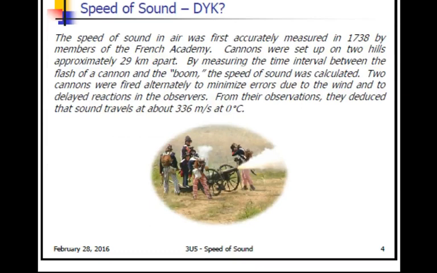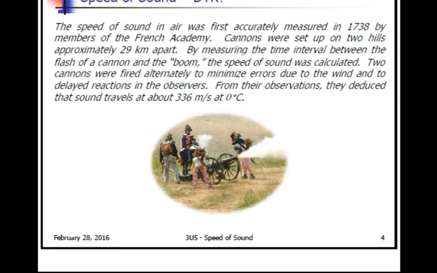The speed of sound in air was first accurately measured in 1738 by members of the French Academy. Cannons were set up on two hills approximately 29 kilometers apart. By measuring the time interval between the flash of the cannon and the boom, the speed of sound was calculated. Two cannons were fired alternately to minimize errors due to the wind and to delay reactions in the observers. From their observations, they deduced that the sound travels at 336 meters per second at 0 degrees Celsius.